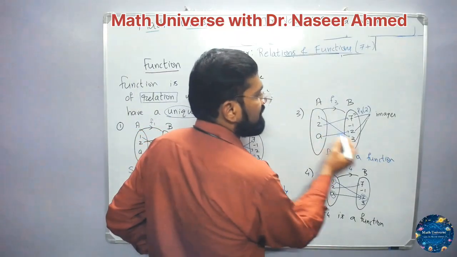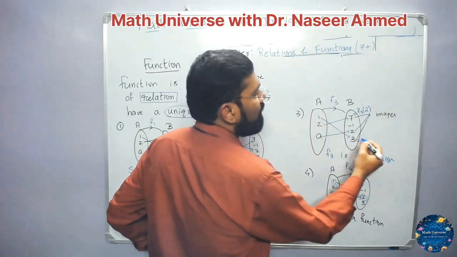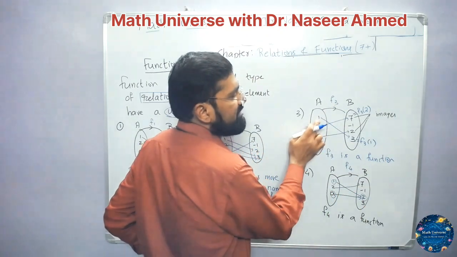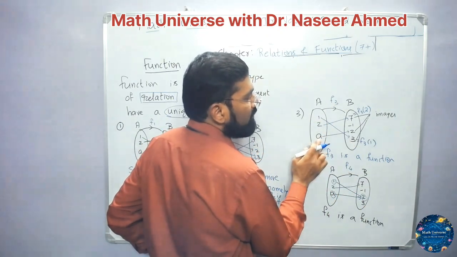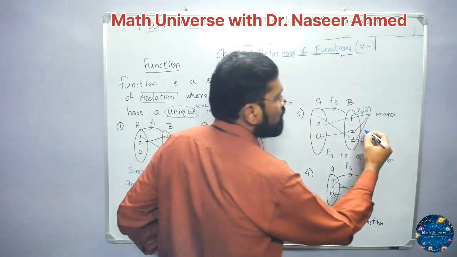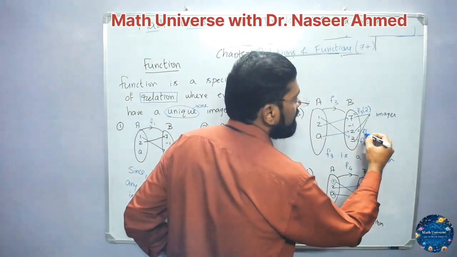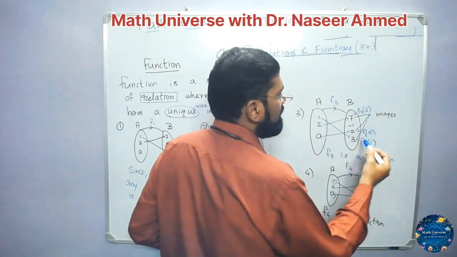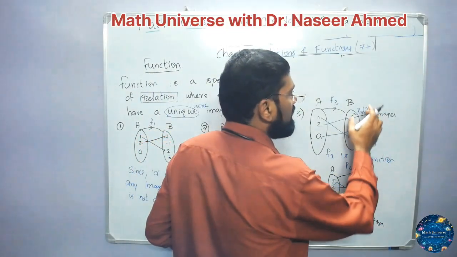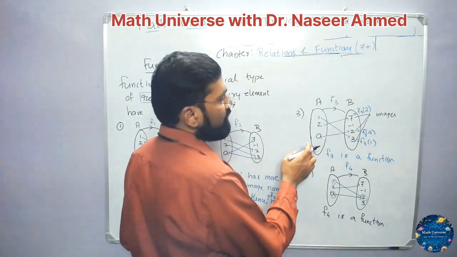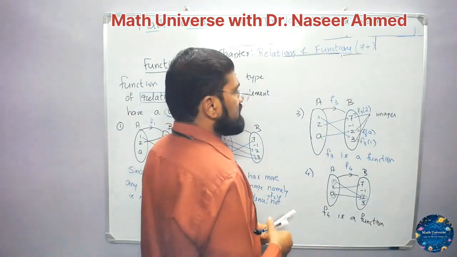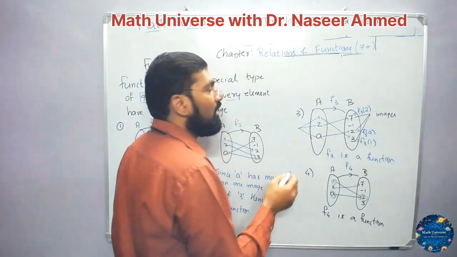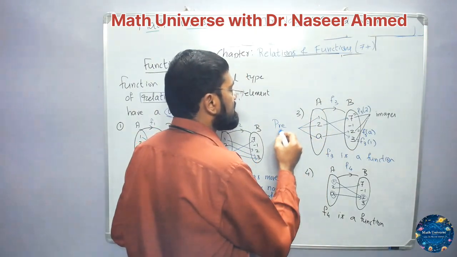Similarly, see this 3. F3 of 1 is what? 3, because F3 is taking 1 to 3. Then what about this? F3 is taking A to 2. So this is F3 of A. So these are called images. Having understood that these all are images, what are these called? These numbers in the set A, 1, 2, A, all these elements are called pre-images.